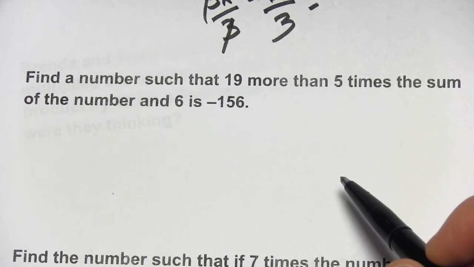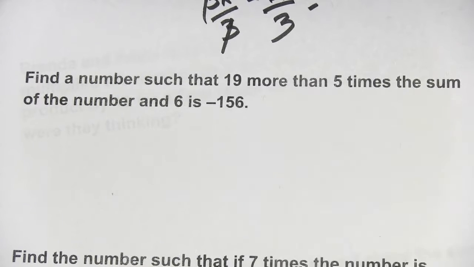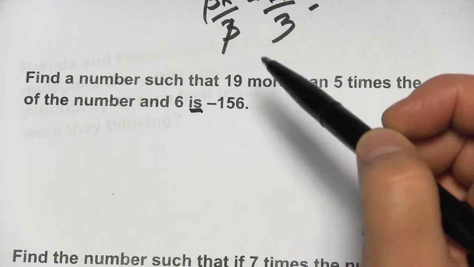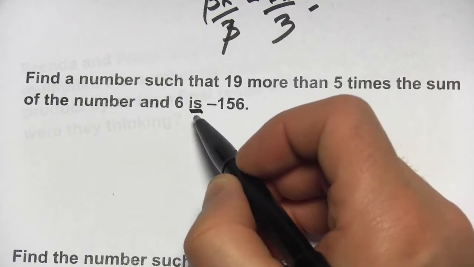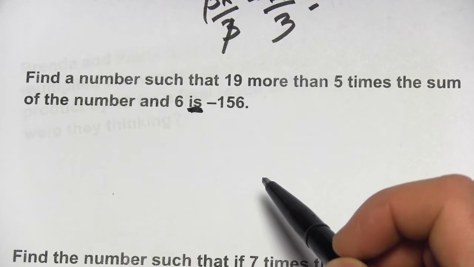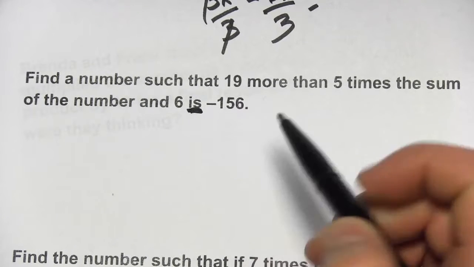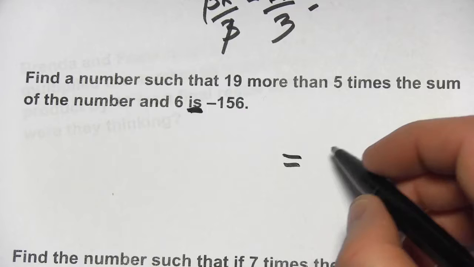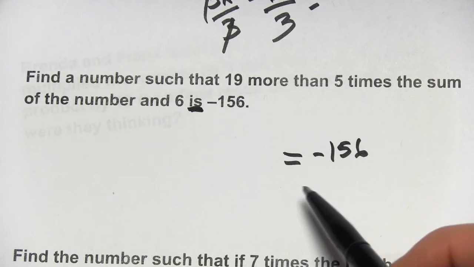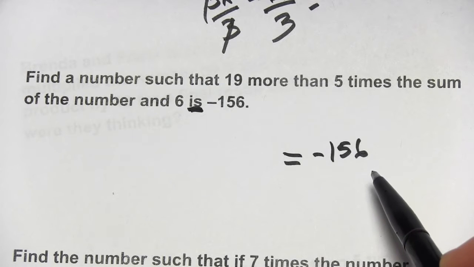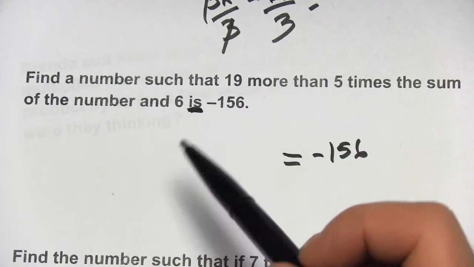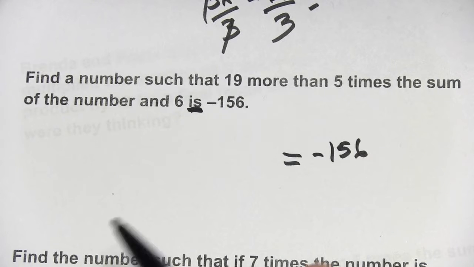The way I like to approach a problem like this is to look for the word is. In the first problem, it said for a final result of. That's a little bit unusual. More likely, you're going to see the word is, and that's almost always the equal sign. And we've got is negative 156, so I'm just going to write that much. So we've actually got half of the equation here. We've got the equal sign and what's on the right of the equal sign. What's on the left of the equal sign is a little more complicated.